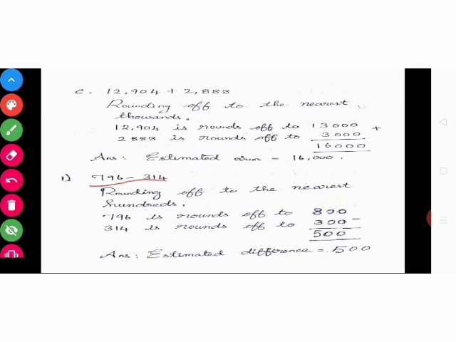And then another example. Estimate and find the difference. So, rounding off to the nearest hundreds. These two are rounded off to the nearest hundreds. 796 is rounded off to 800. 314 is rounded off to 300. You want to do the subtraction now. 800 minus 300 is 500. The estimated difference is 500.